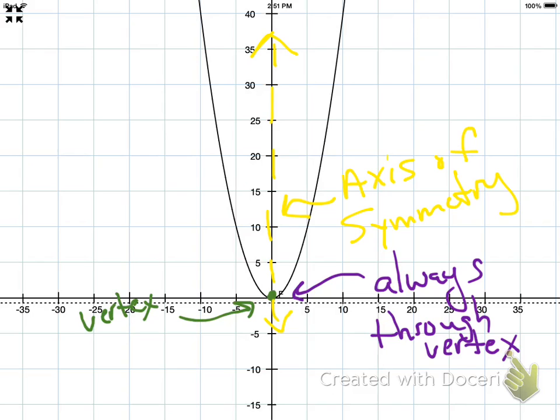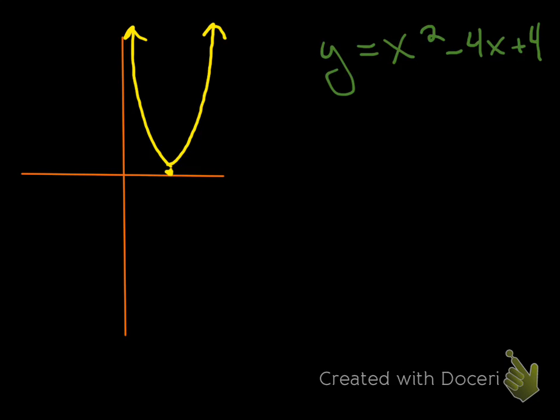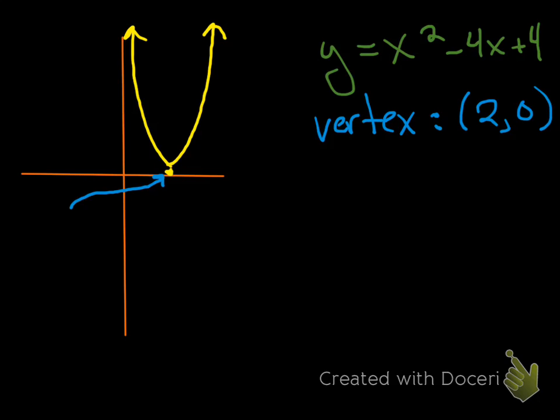Alright, so let's talk about some other stuff. Here's example number 6. My graph looks similar to it. The first thing it's asking you for is the vertex. Remember, the vertex is this point right there. If you're looking at your graph, that point is (2, 0). Is that a minimum point or a maximum point? This is a minimum because it can only go up.